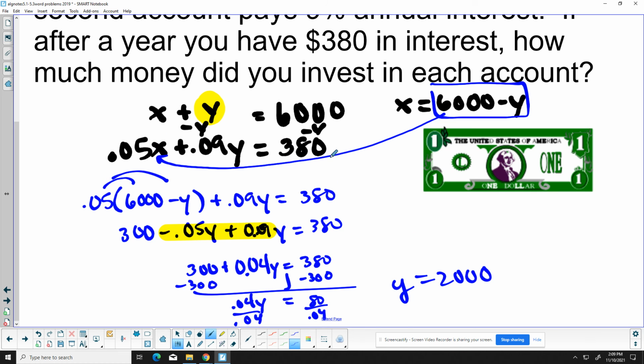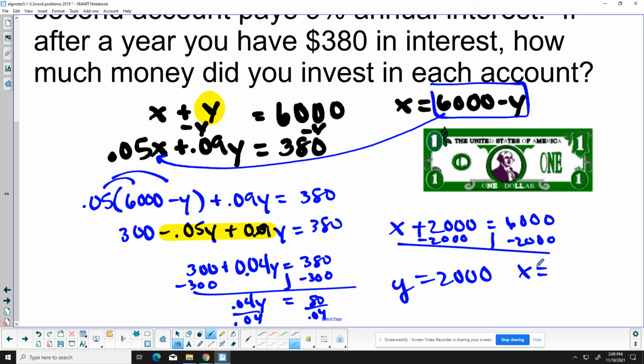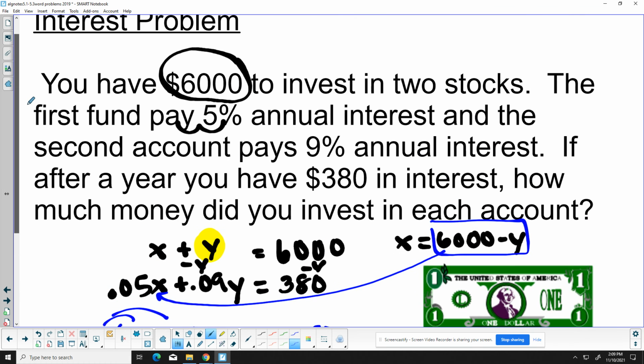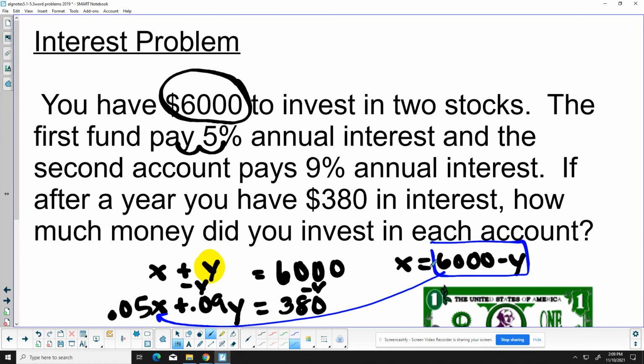I'm certainly avoiding these decimals if I can. So x plus 2,000 equals 6,000. I'm subtracting 2,000 to get the amount in the first account. So the first account has 4,000 and the second account has 2,000, and it adds up to 6,000. So I'm in great shape. I hope that was helpful.